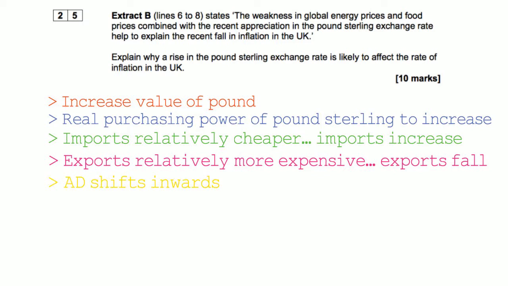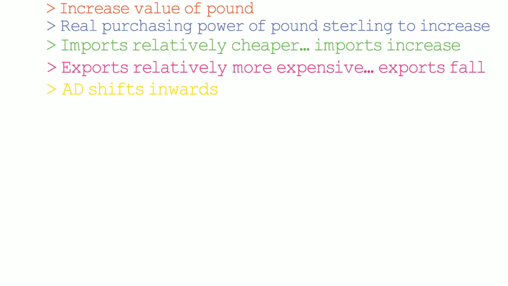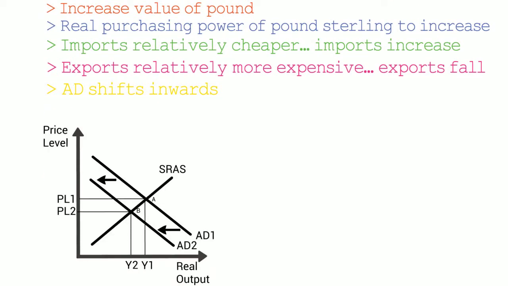An inward shift of demand means that there's going to be a new equilibrium in the economy where there's a lower price level and a lower level of output being produced. A lower price level is showing that there is a lower level of inflation in the economy, or there is deflation, which is when the price level is falling. On the diagram you can see that the new level of output is Y2 rather than Y1, and the new price level is PL2 rather than PL1. So that's the effects that an appreciation in pound sterling has on the demand side of the economy.